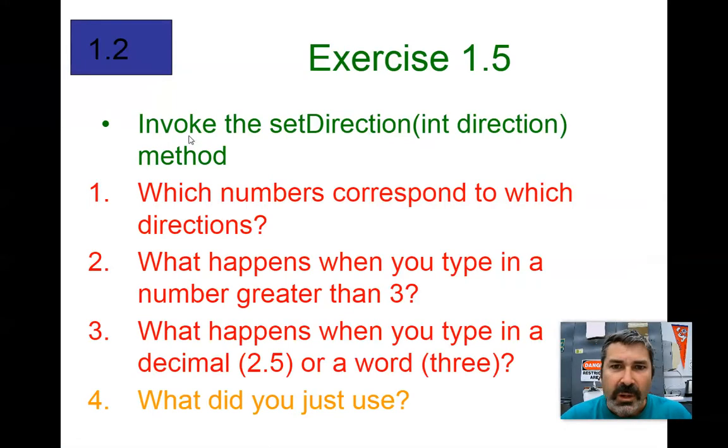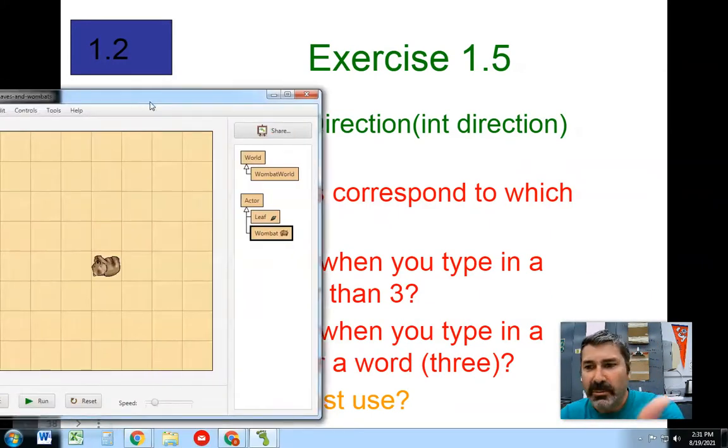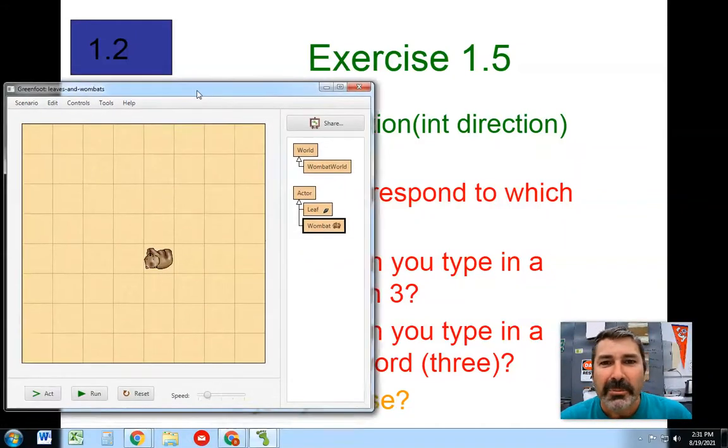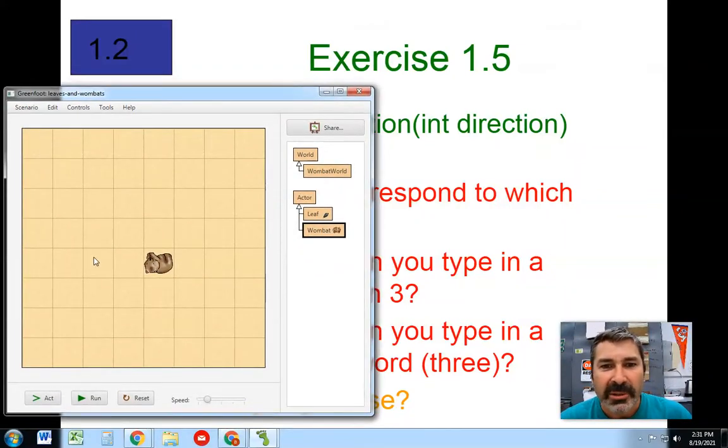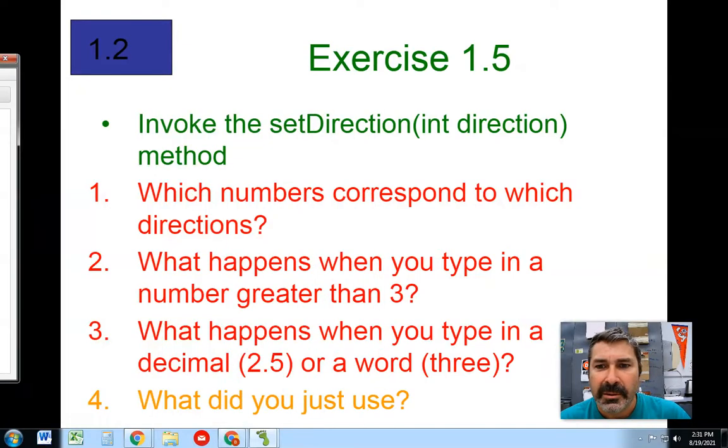Okay, all right, and I want you to do this. Invoke the set direction method. Which numbers correspond to which directions? Well, we already know that 0 makes them go this way. Can you see it? No, I don't know what way that is. It's opposite of the way I'm seeing. I don't know how you guys are going to see it. At any rate, 0 makes them go this way. 1 makes them go this way. 2 and 3 are going to be up and down.